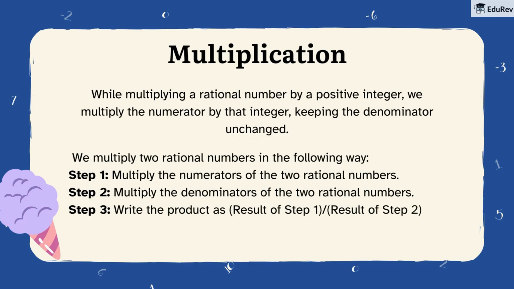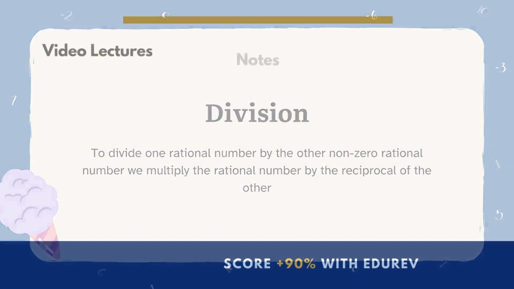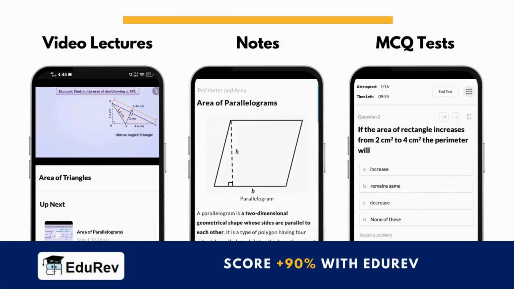Step 1. Multiply the numerators of the two rational numbers. Step 2. Multiply the denominators of the two rational numbers. Step 3. Write the product as result of step 1 divided by result of step 2. And the last operation is division. To divide one rational number by the other non-zero rational number, we multiply the rational number by the reciprocal of the other. We hope that you have understood the topic.